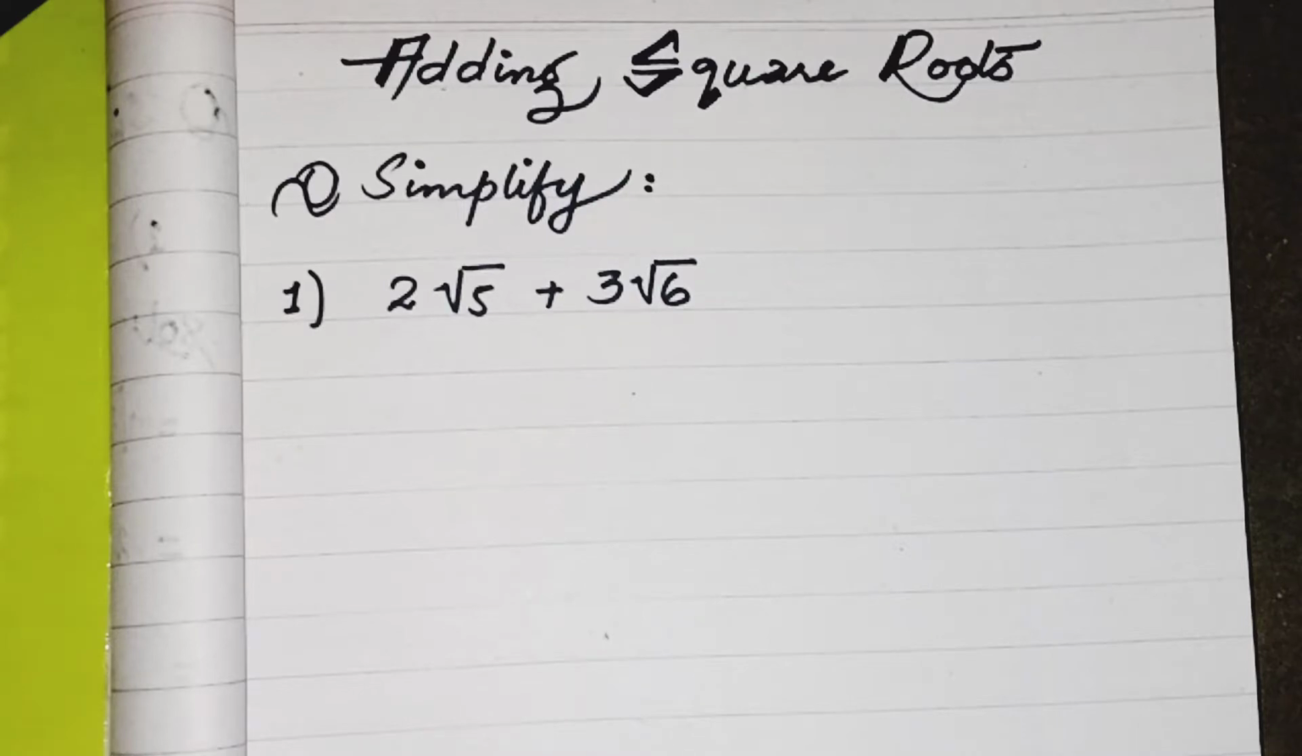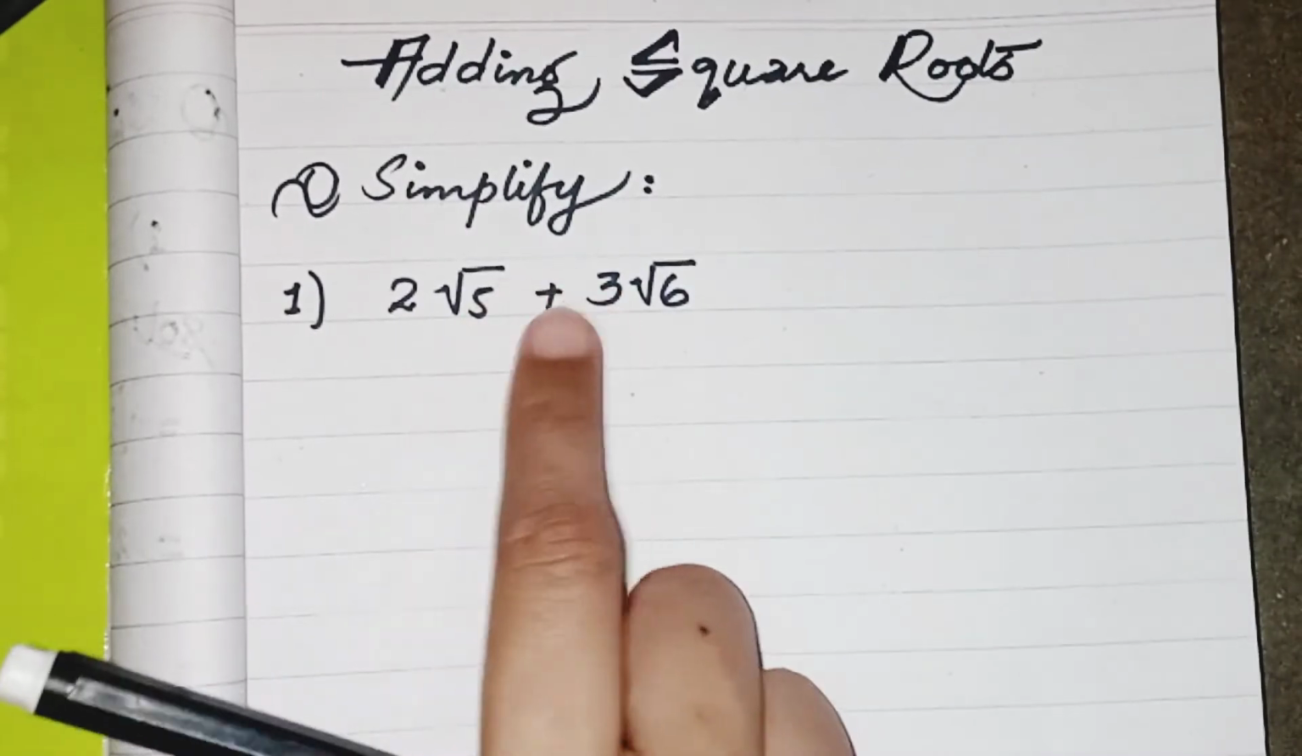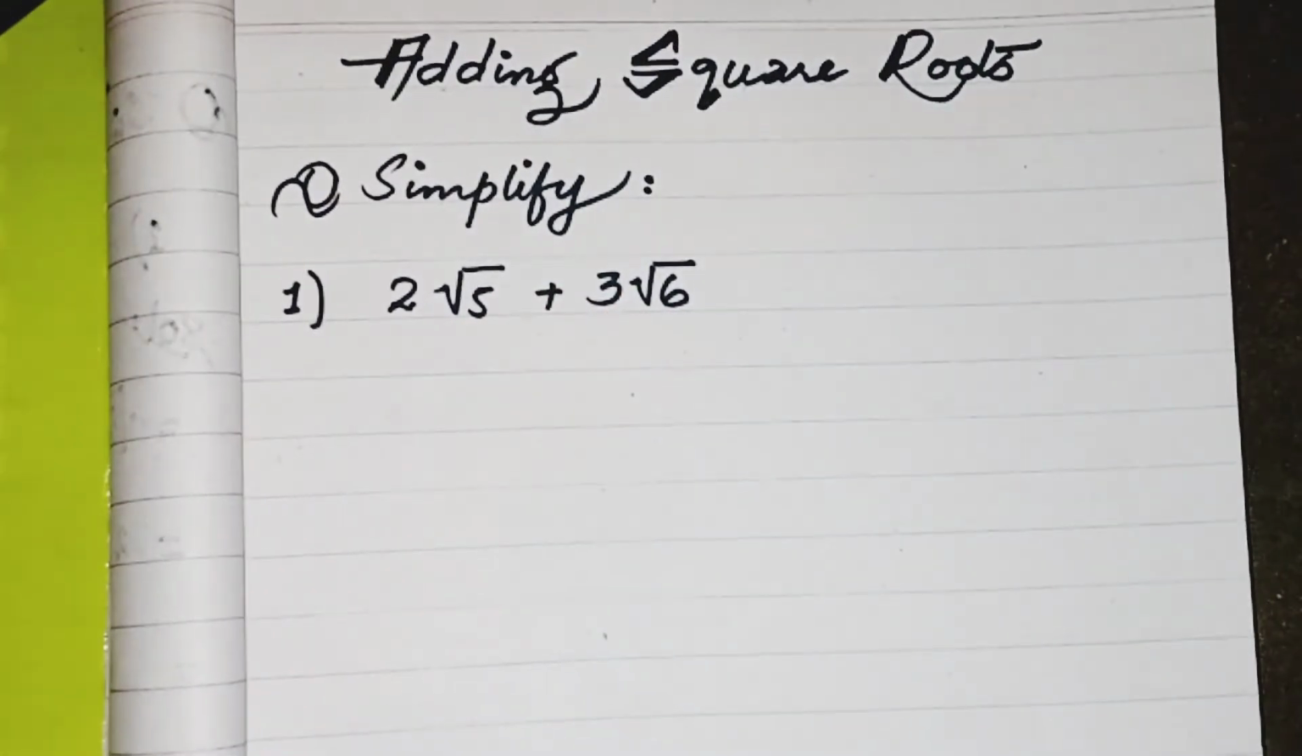Our topic today is adding square roots. How can we add a root value with another root value? The answer is very simple. In a similar way to adding algebraic terms, we can add the roots. Like I have 2 under root 5 plus 3 under root 6.